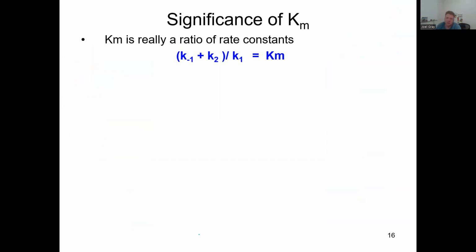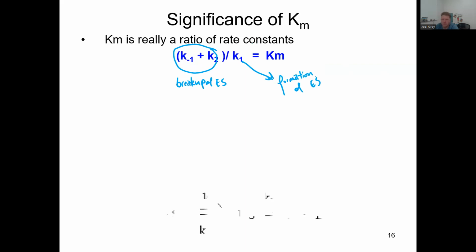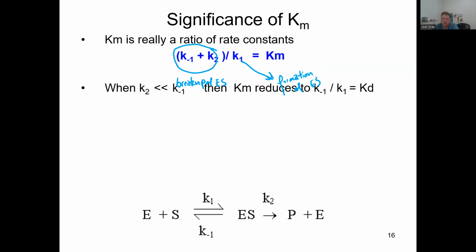Km is equal to, well, these two, K sub -1 and K sub 2. These two are the breakup of ES, whereas this rate constant, K sub 1, is the formation of ES. So basically, Km is comparing: is ES being broken down or is it being made up?